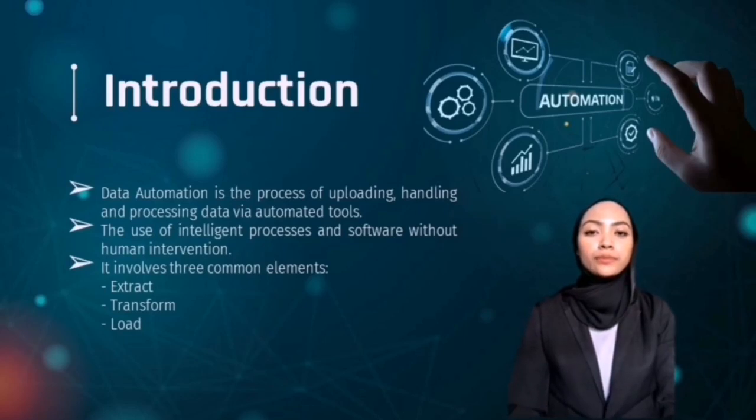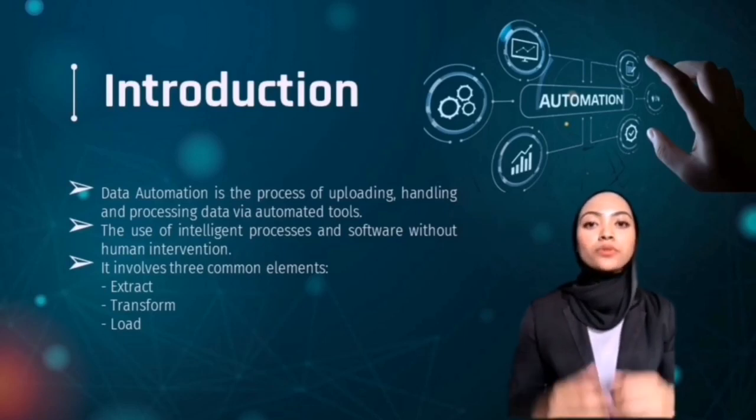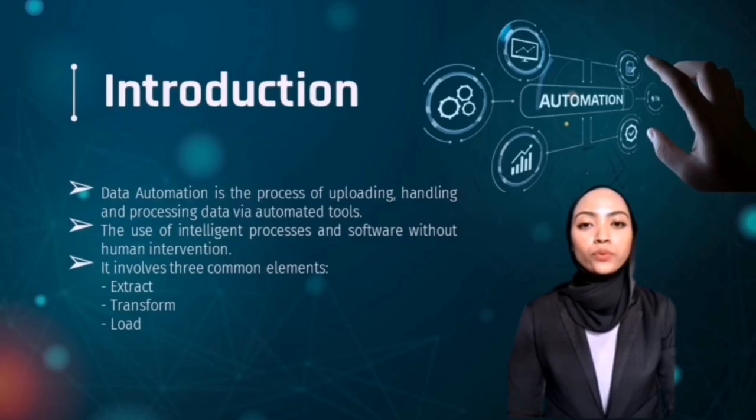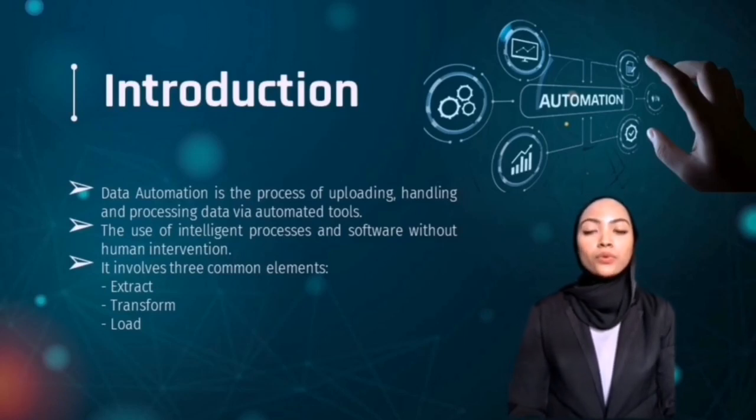So, I will explain about the introduction. What is data automation? Data automation is the process of uploading, handling, and processing the data via automated tools. Instead of manually performing all the tasks, we can say that data automation is the use of intelligent process and software without human intervention. It replaces manual labor with computers and procedures that do the work for you.